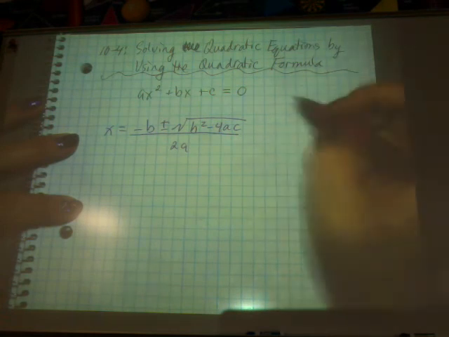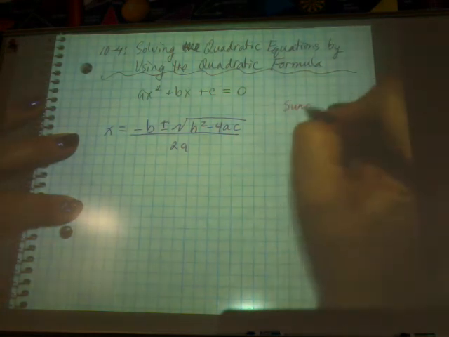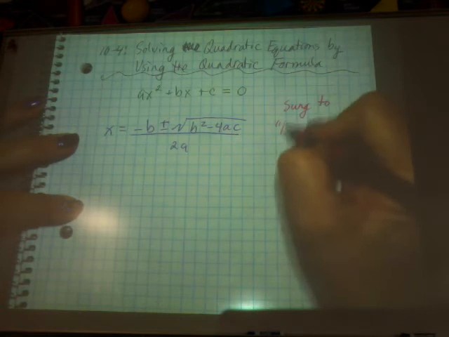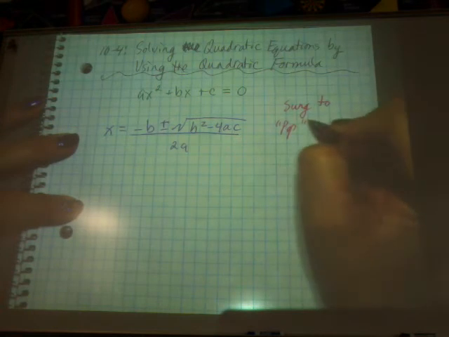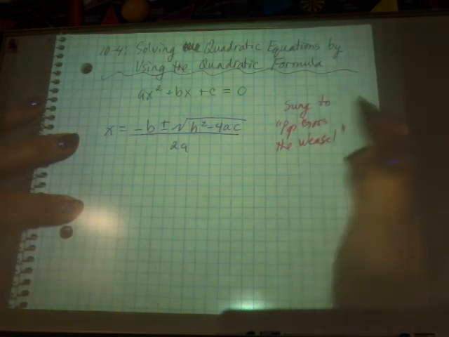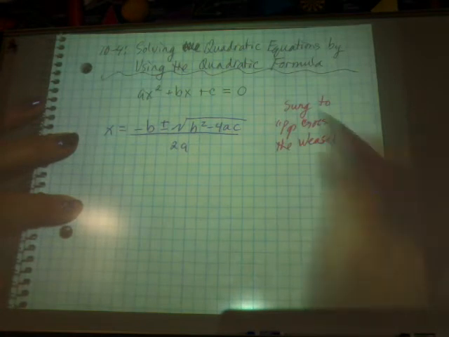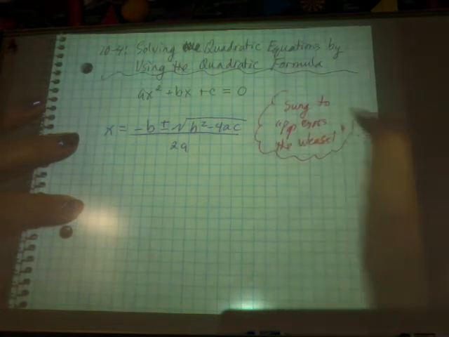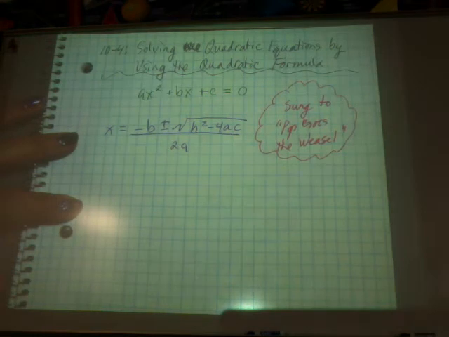And so you might want to write yourself a note that this is sum to up goes the weasel. I think that's how you spell weasel. I don't actually write weasel all that often.